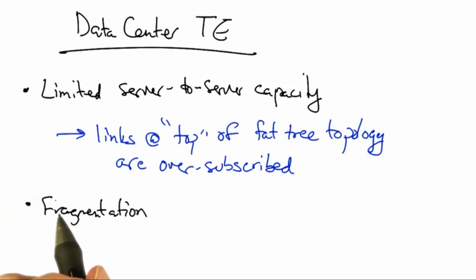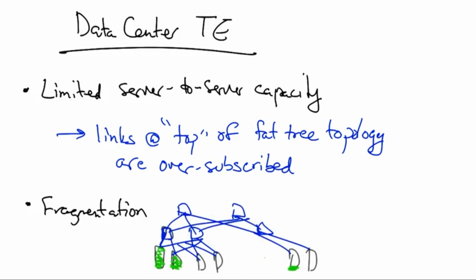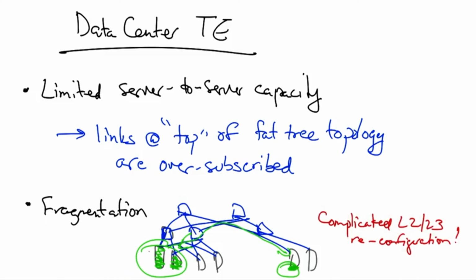Additionally, as services continue to be migrated to different parts of the data center, resources can be fragmented, significantly lowering utilization. For example, if the service denoted by green is running mostly in one part of the data center, but there's a little bit of it running on a virtual machine in another part of the data center, this might require traffic to traverse links of the data center topology hierarchy, thus significantly lowering utilization and cost efficiency. Reducing this type of fragmentation can result in complicated Layer 2 or Layer 3 routing reconfiguration.